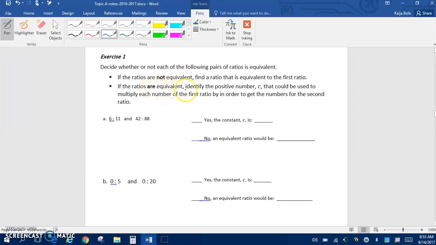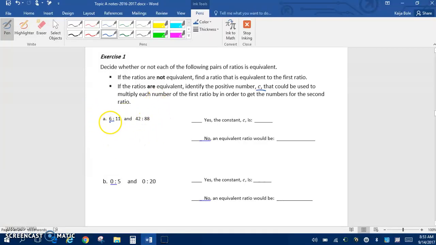If the ratios are equivalent, identify the positive number C that could be used to multiply each number of the first ratio by in order to get the numbers for the second ratio. Alright, so if we look at part A here, we have the ratio 6 to 11 and 42 to 88. So we're trying to see if these are equivalent.